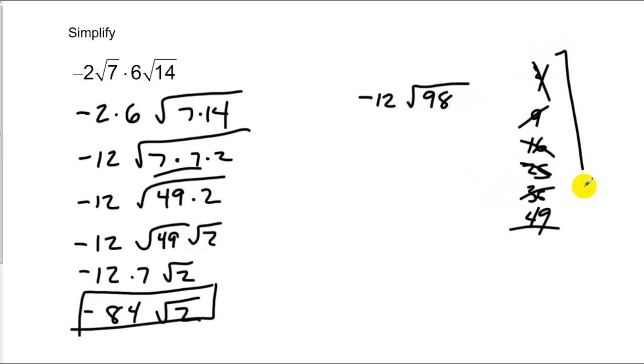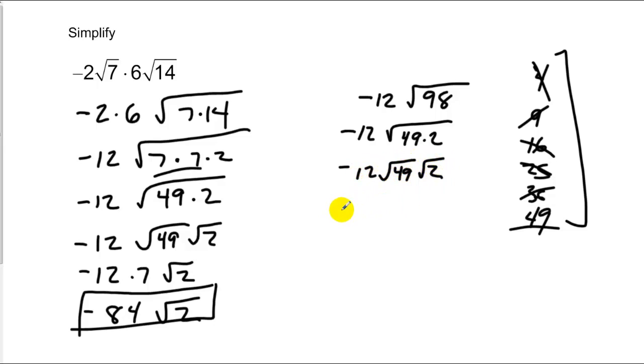And notice all I'm doing is checking perfect squares. So, after checking those, you find out that 49 times 2 is 98. Split those apart, get root 49 times root 2, thus that's 12 times root 2 times 7, and that's negative 84 root 2. So whichever way makes sense to you, I'd go ahead and use.